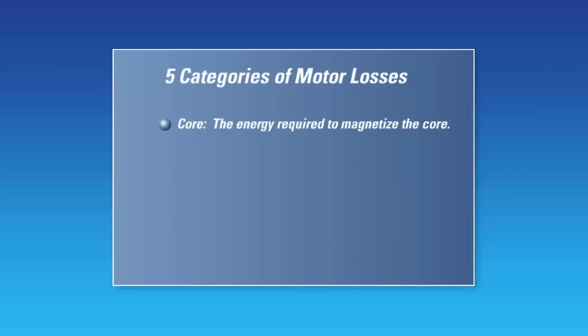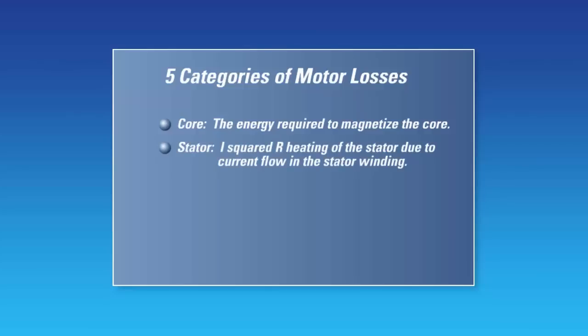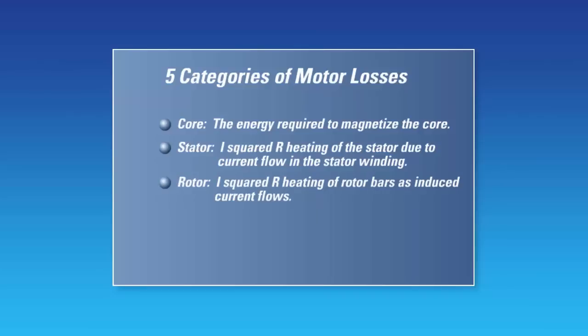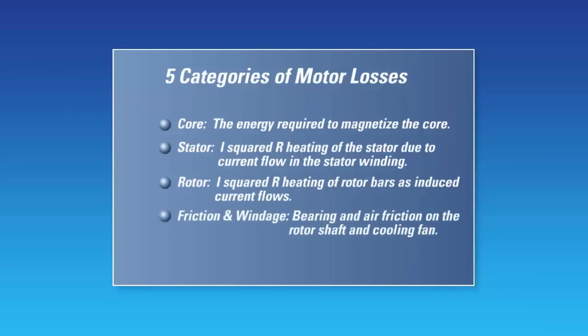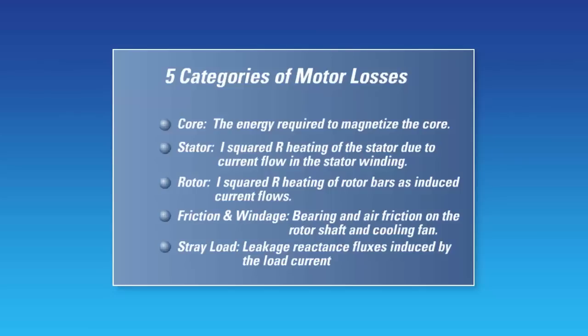Core losses. Core losses are comprised of two components: the energy required to magnetize the core and eddy current losses in the stator core. Stator losses. Stator losses are due to the I squared R heating of the stator due to current flow in the stator windings. Rotor losses. Rotor losses are due to the I squared R heating of rotor bars as induced current flows. Friction and windage losses. Friction and windage losses are due to bearing and air friction. Stray load losses. Stray load losses are due primarily to leakage reactance fluxes induced by the load current. Core, stator, and rotor losses typically make up greater than 80% of the total motor losses.